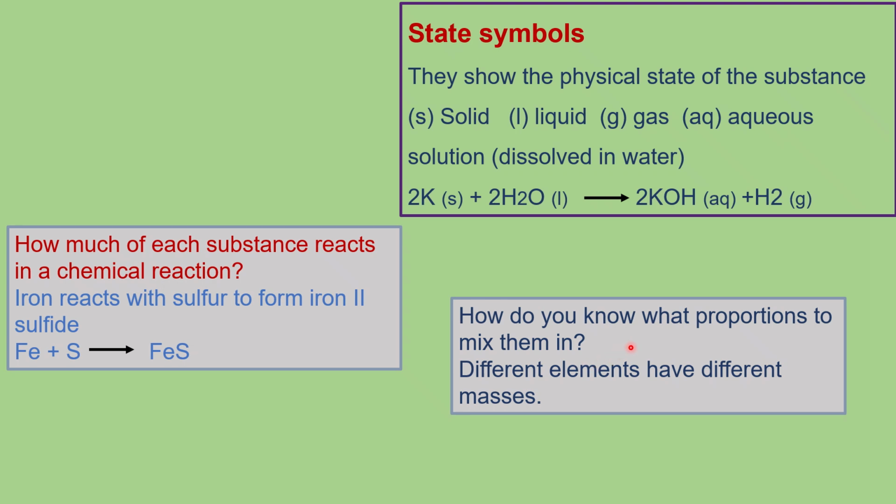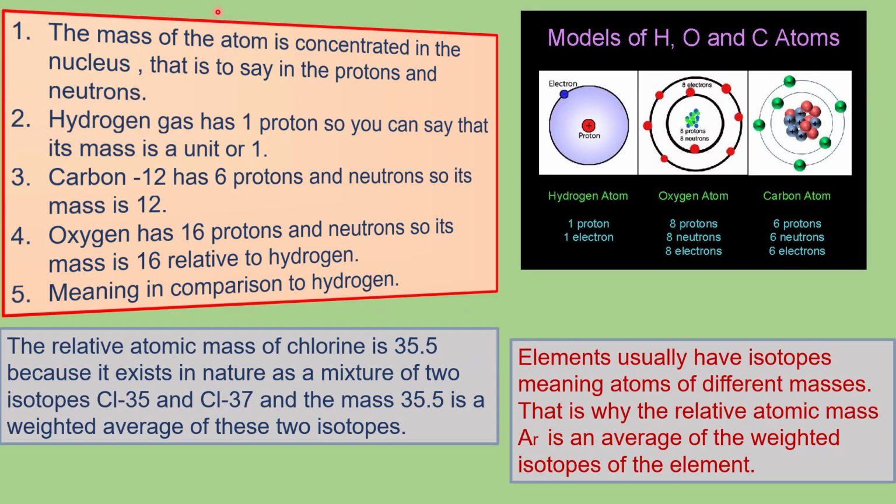Now, how do you know what proportions to mix them in? You can't put the same masses because elements have different masses. Iron is much heavier than sulfur, so a sample of iron with the same mass as sulfur will have a different number of atoms. So how much do you mix of the different elements since they have different masses?